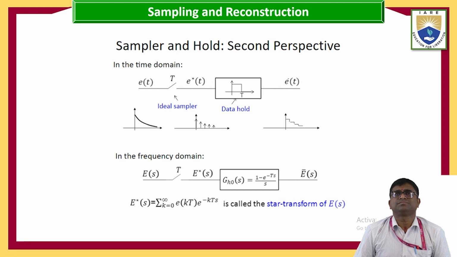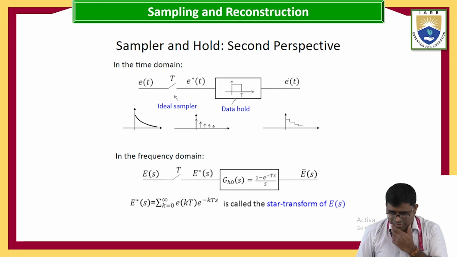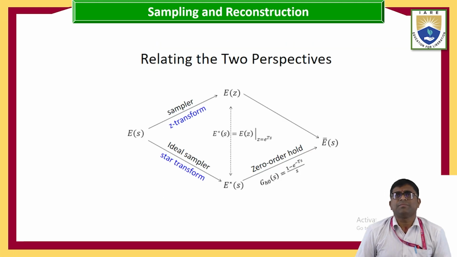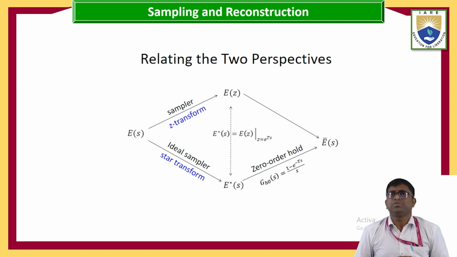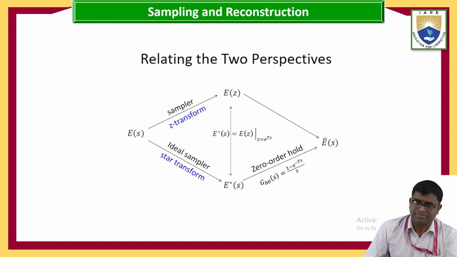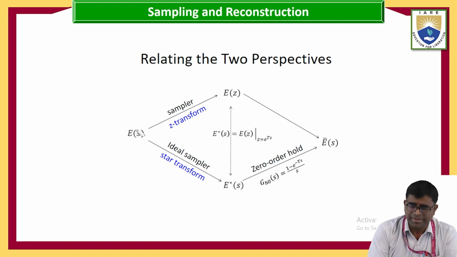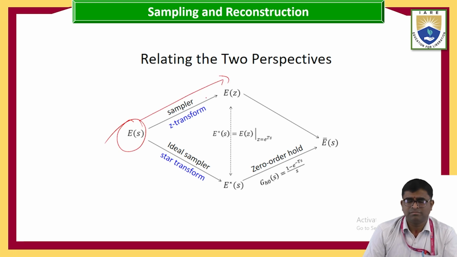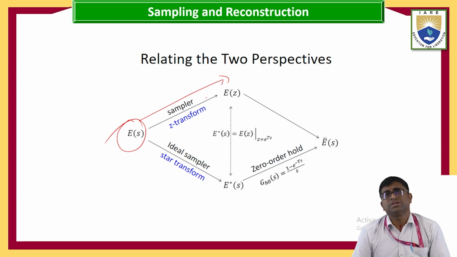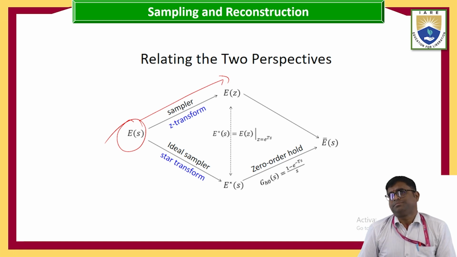This is your already completed sampler or circuit perspective. Next, coming to relating the two perspectives here. That is, E of s will be there, and that E of s is going to be converted into E of z. That is nothing but sampling with respect to the z transform.